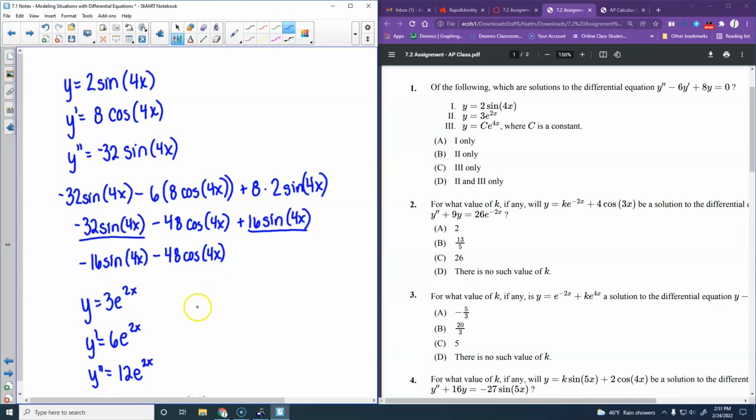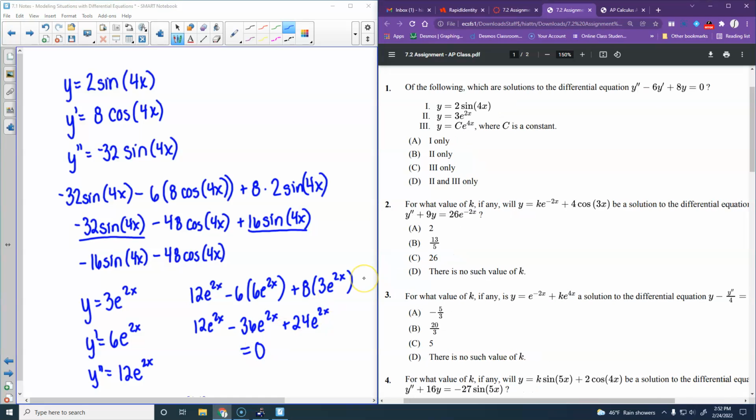Okay. All right. So second derivative would be 12e to the 2x minus 6 times 6e to the 2x plus 8 times 3e to the 2x. So you've got 12e to the 2x minus 36e to the 2x plus 24e to the 2x. And if we put 12 and 24 together, we get 36. And then we're going to have to subtract 36, so all of this equals 0. So 2 is an answer choice.